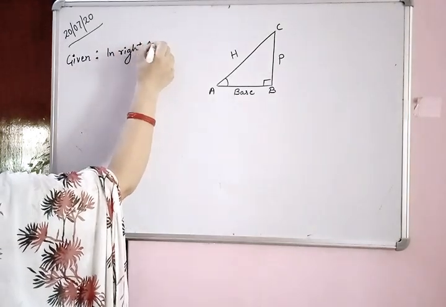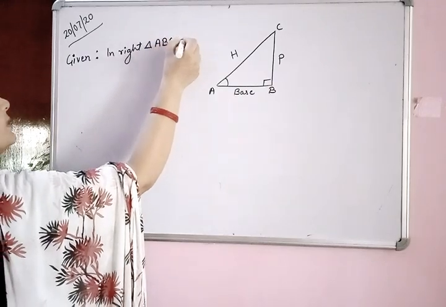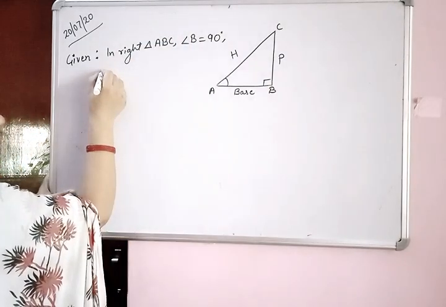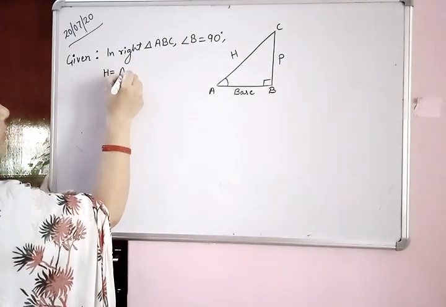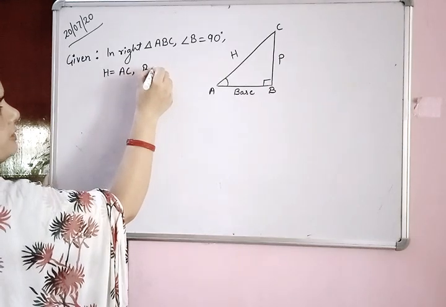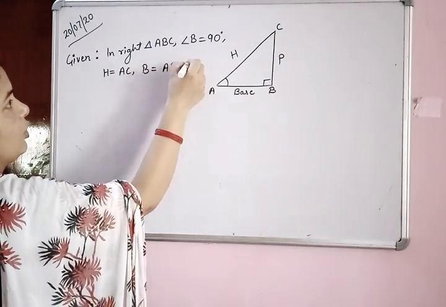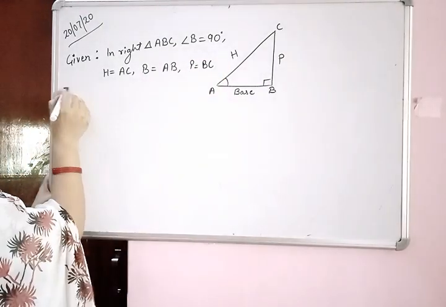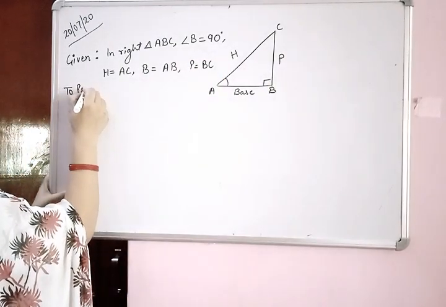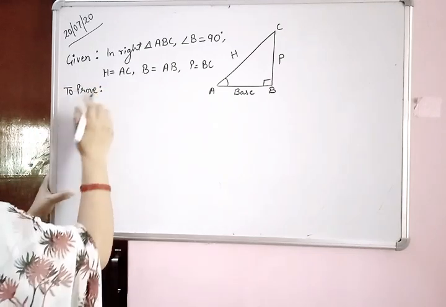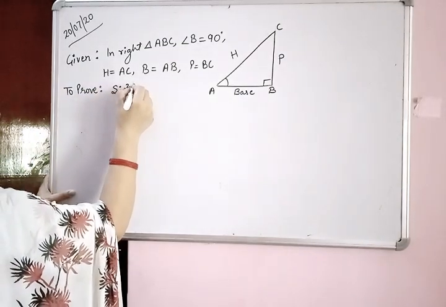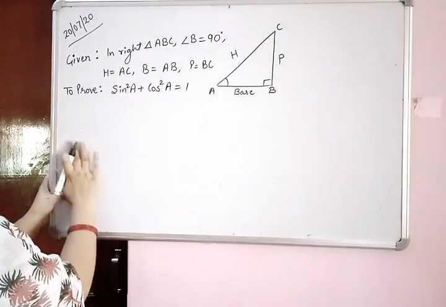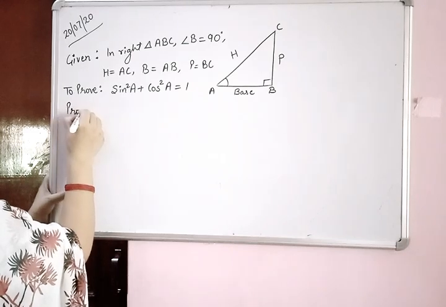So write down what is given. In right triangle ABC, angle B is equal to 90 degrees, hypotenuse is equal to AC, base is equal to AB, perpendicular is equal to BC. Okay. Now what you have to prove? To prove: sine square A plus cos square A is equal to 1. Okay. Now prove.